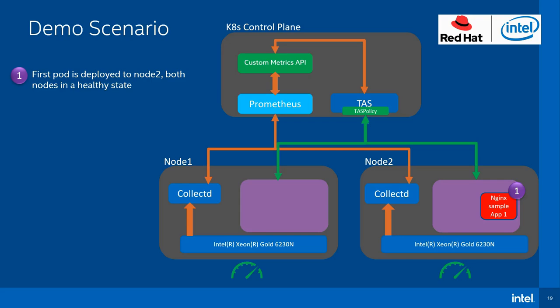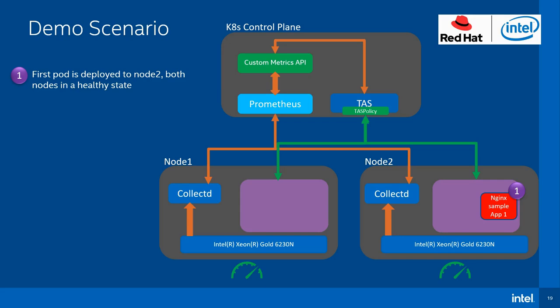The resiliency TAS policy defines three states of node health and associated scheduling and descheduling rules. The healthy state, where the node is healthy and pods can be scheduled. The warning state, where the node is unhealthy and no more pods will be scheduled, but the existing pods will remain on the node. And the critical state, where the node health is critical and existing pods will be rescheduled on a healthy node and no more pods will be scheduled on this node.